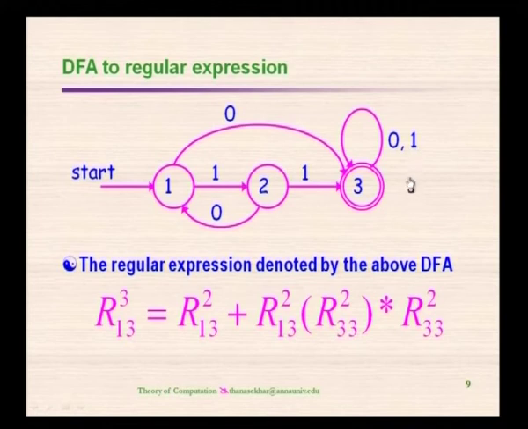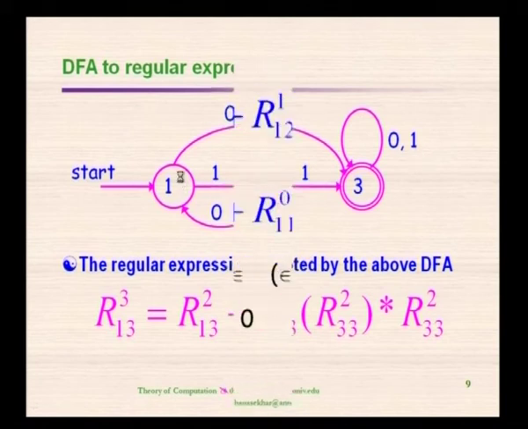So, if the question is R33 with the superscript 0, then the output is going to be 0 or 1, because we can move from 3 to 3 with the input 0, or even we can move from 3 to 3 with the input 1. But in the case of 1 to 1, the label must be epsilon.